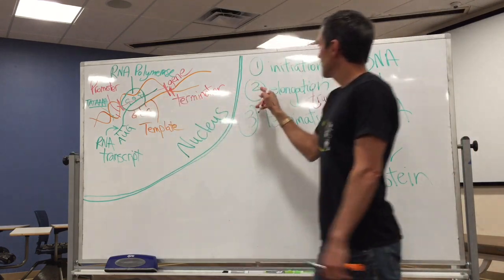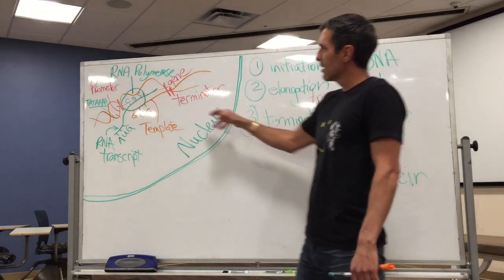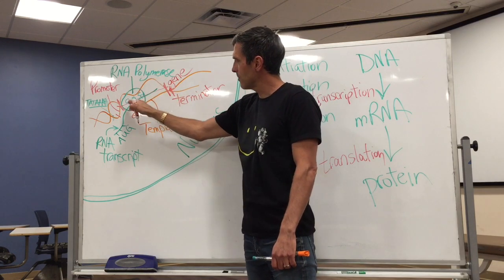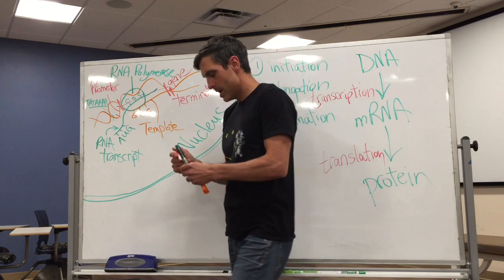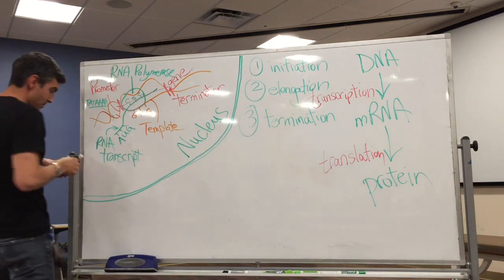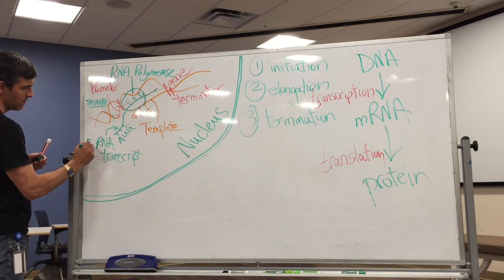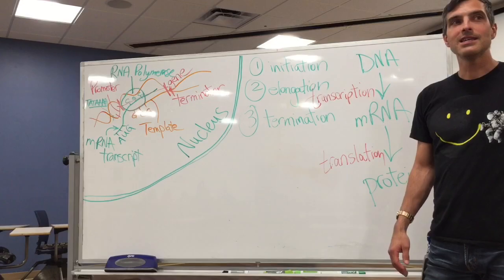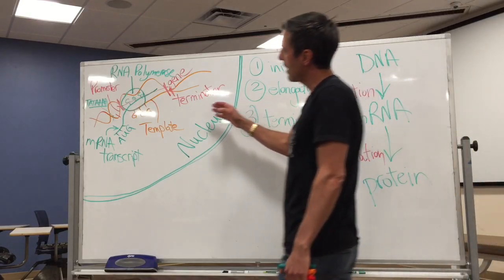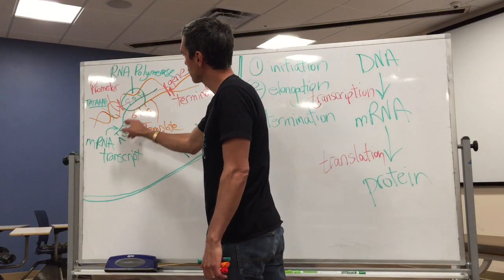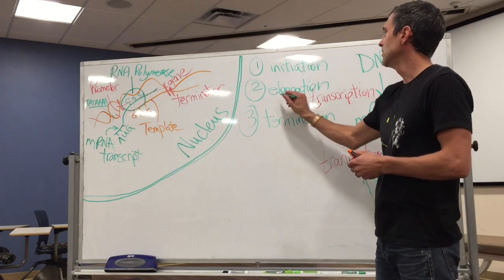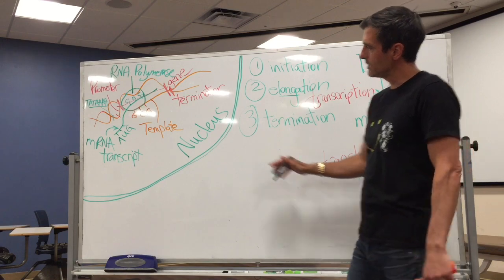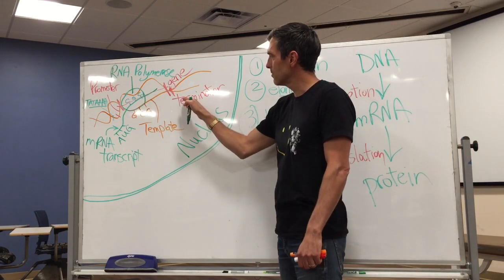The second stage is elongation. RNA polymerase, complementary base pairing, building your mRNA transcript. I should have had an M on there. In elongation, you have the mRNA transcript getting longer. It tells you right in the word what it's doing. Make it longer. Once you reach the end of the gene, you hit the terminator.